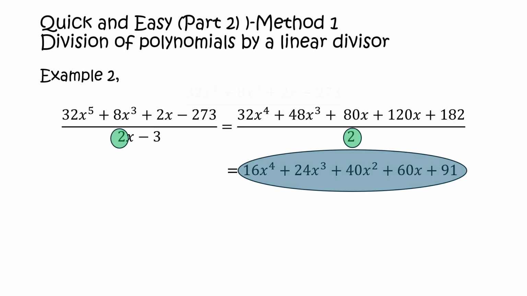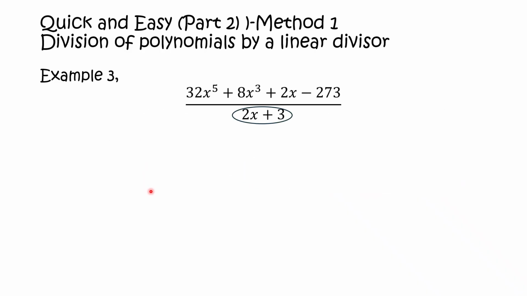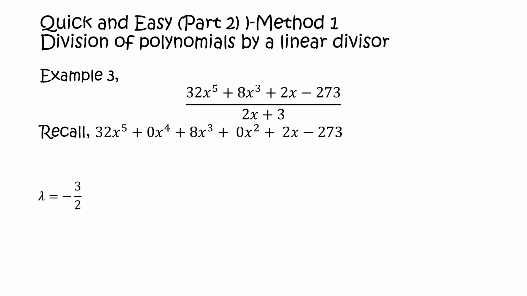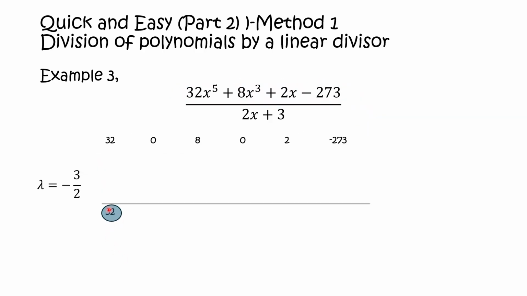Now we move on to the next example. So in the next example, the only difference that we have is in the divisor, where we have a positive instead of a negative from the previous question. Right, this one was done for the reason of introducing the idea of the remainder theorem. We find our lambda as usual. We also separate the dividend into that table.